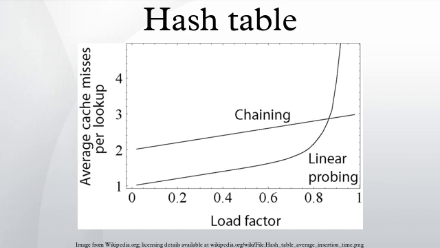The expected constant time property of a hash table assumes that the load factor is kept below some bound. For a fixed number of buckets, the time for a lookup grows with the number of entries and so does not achieve the desired constant time.